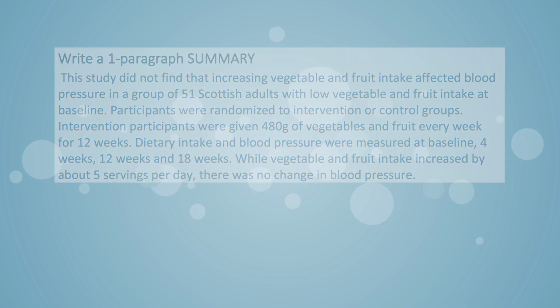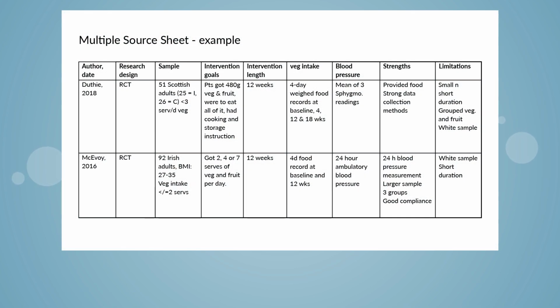Here is an example of a multiple source worksheet that has been customized. This customized example can also be viewed or downloaded from the description box below. This note taker added in columns to capture specific information about the research design, sample, intervention goals and length, vegetable intake, and blood pressure. With these customized columns, the note taker can more easily compare studies. For example, if we look at the intervention length column, we can easily see that these 2 studies both have 12-week interventions.